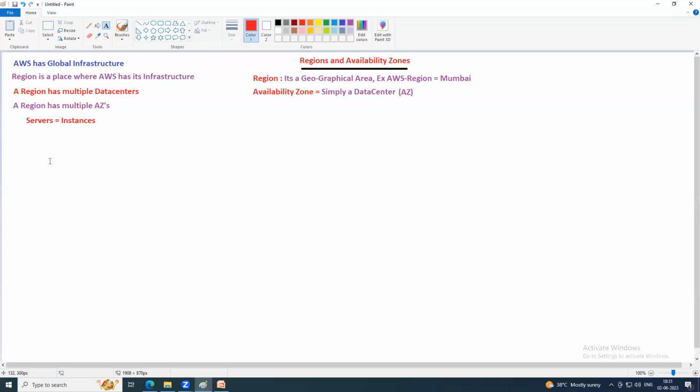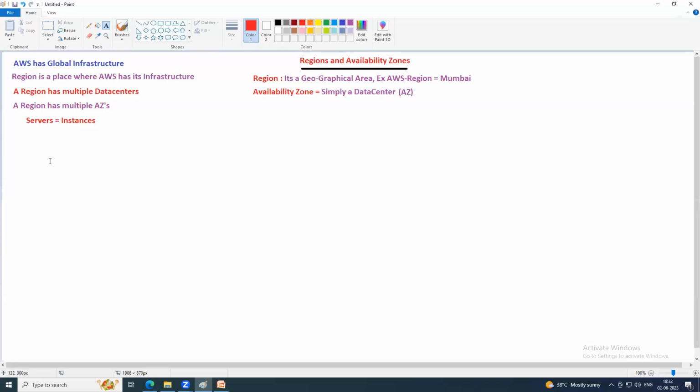Where do you place these EC2 instances? In availability zones, correct? So where do you place these instances? That means servers in availability zones. Availability zones is nothing but data centers only. No, should we call it data centers anymore? No, we should not call it data centers. We should be calling it availability zones.